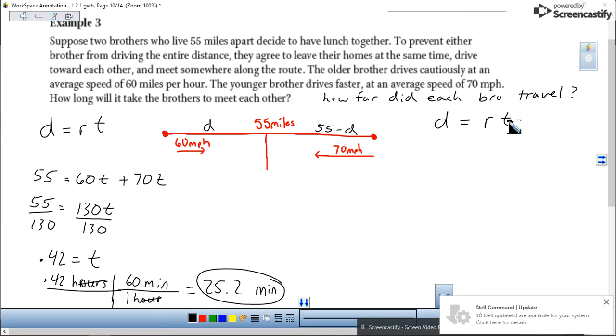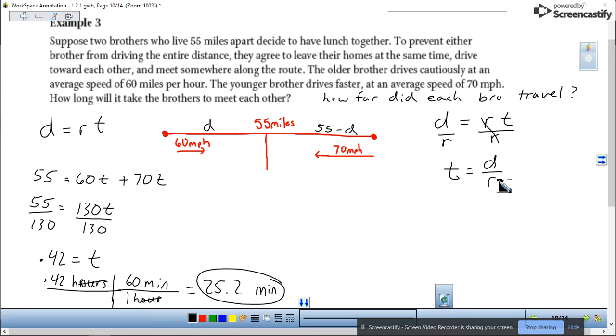I'm actually going to solve that for t. Divide by r, divide by r. So what I now have is t equals distance divided by rate. All right, let me think about that. How am I going to use that?